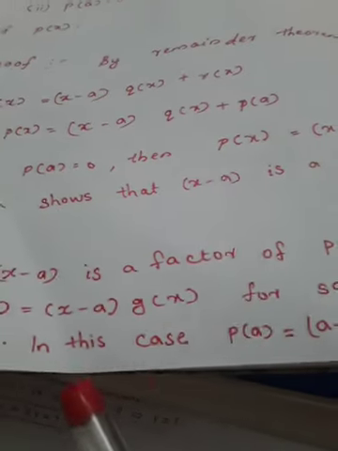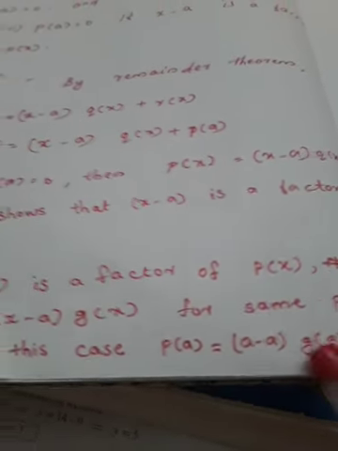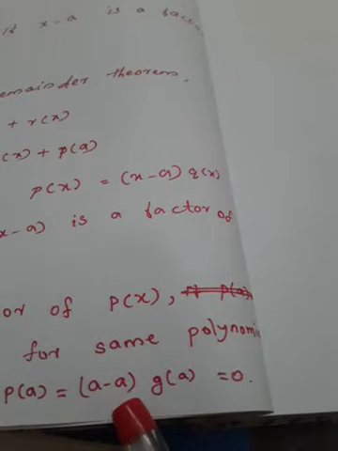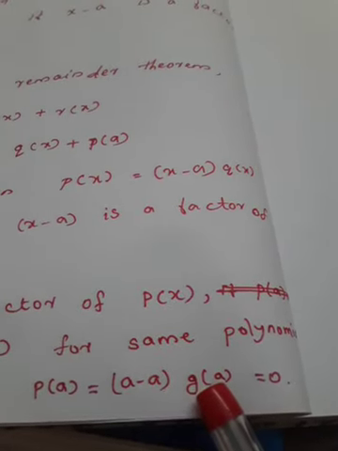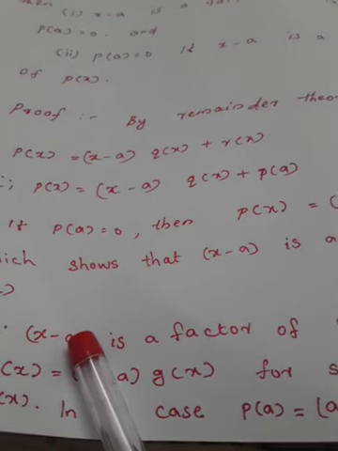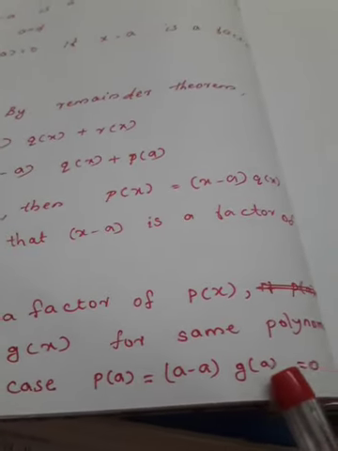Okay. Now, in this case, p of a equals what? A minus a into g of a. Substitute the value of x as a. Then a minus a is 0. So 0 into g of a is 0. So p of a equals what? 0. If x minus a is a factor, then p of a equals 0.